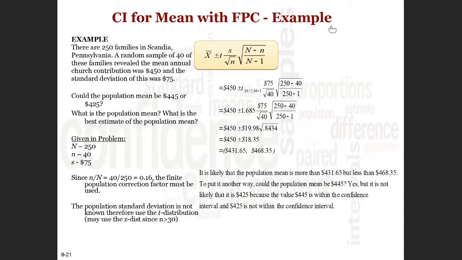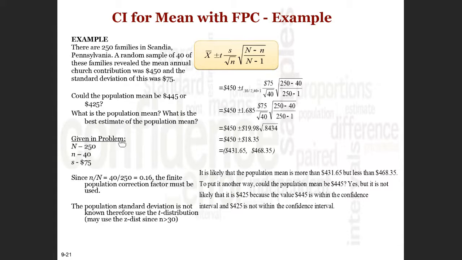So the confidence interval for a mean with the population correction factor. Example. There are 250 families in Scandia, Pennsylvania. A random sample of 40 of these families revealed the mean annual church contribution was $450, and the standard deviation was $75. Could the population mean be $445 or $425? And what is the best estimate of the population mean?